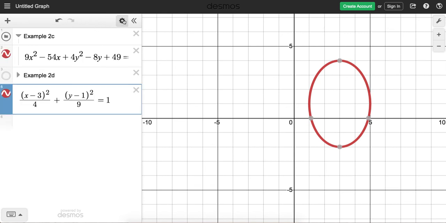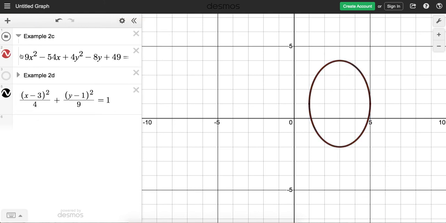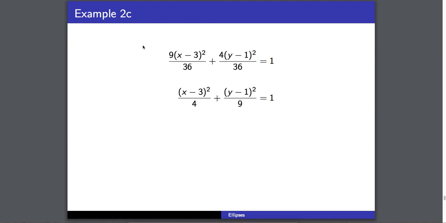Oh, they're the same color. Of course they are. There we go. Oh, good. So it's the exact same graph, which means that we wrote it properly. So now if we were asked originally to also find the center, vertices and foci, we could now work with this equation like we did in the previous examples.